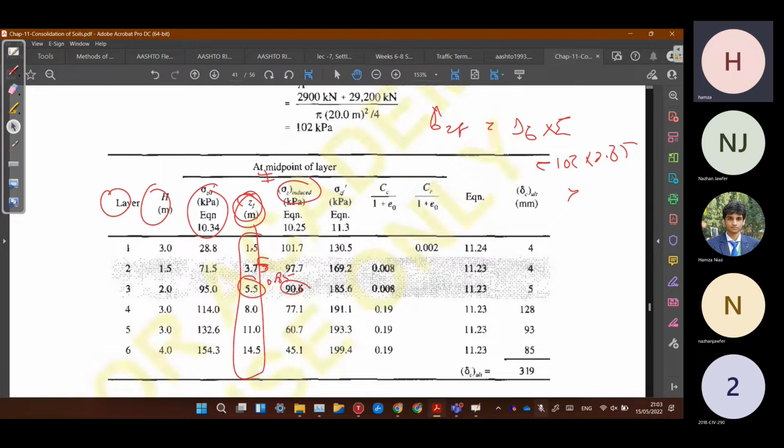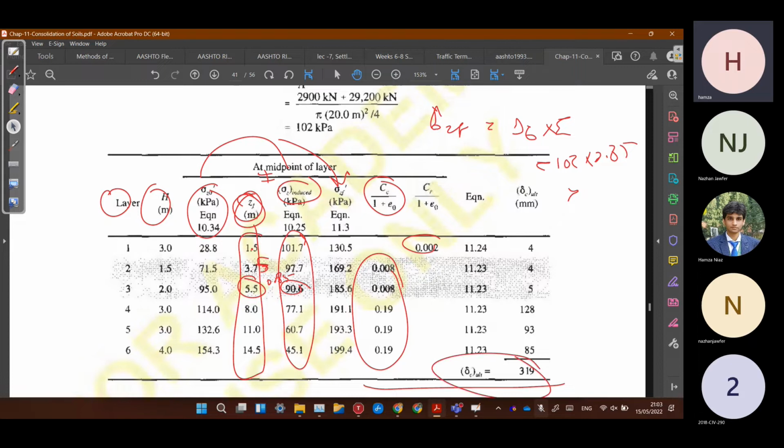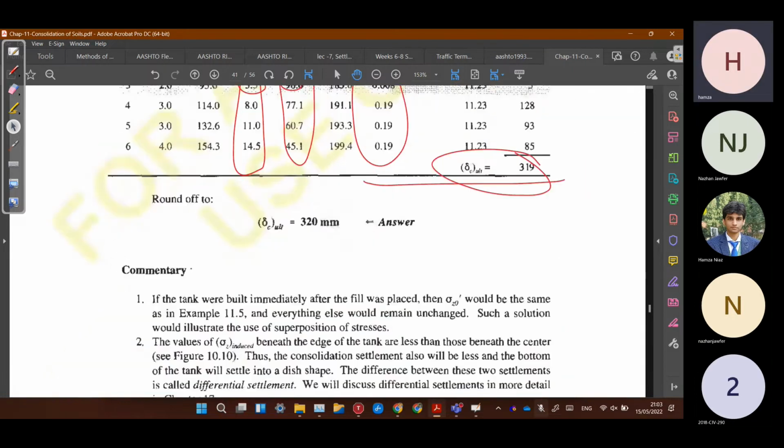So after getting this whole table from the curve, simply add this reduced value to sigma z naught to get the sigma zf value, and the rest of the table is the same. The first one is over consolidated, so they have placed the CR value. The rest is normally consolidated, so they have placed the CC values. Use the formula, get the deflection, and that's all for consolidation.